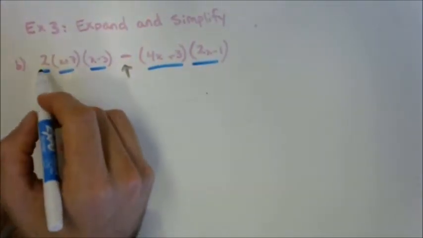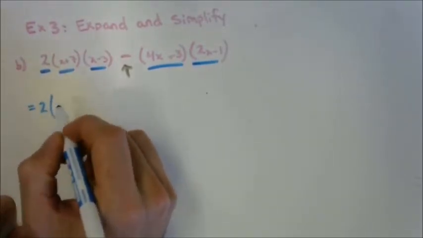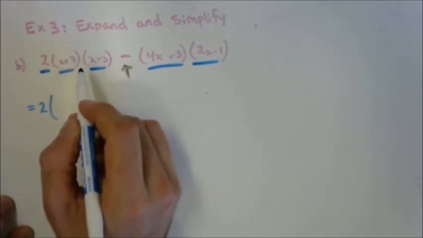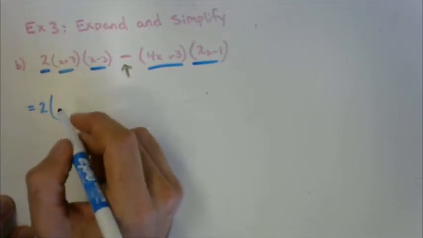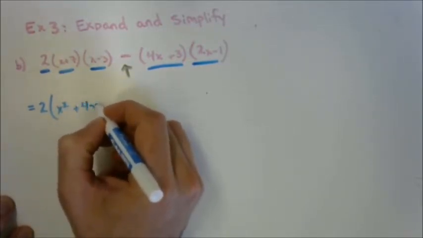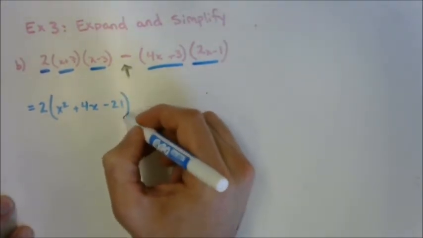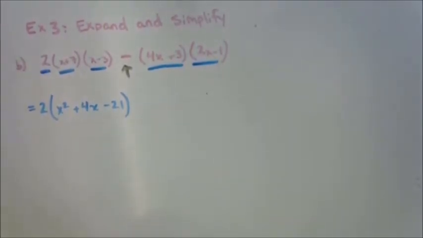So here we go. Same steps as last time. I'm going to leave the 2 outside and I'm going to FOIL this. Okay, you go ahead and FOIL those binomials. And after you've simplified, probably will take you 2 steps, go ahead and just look at what you have and see if it's the same as what I have.